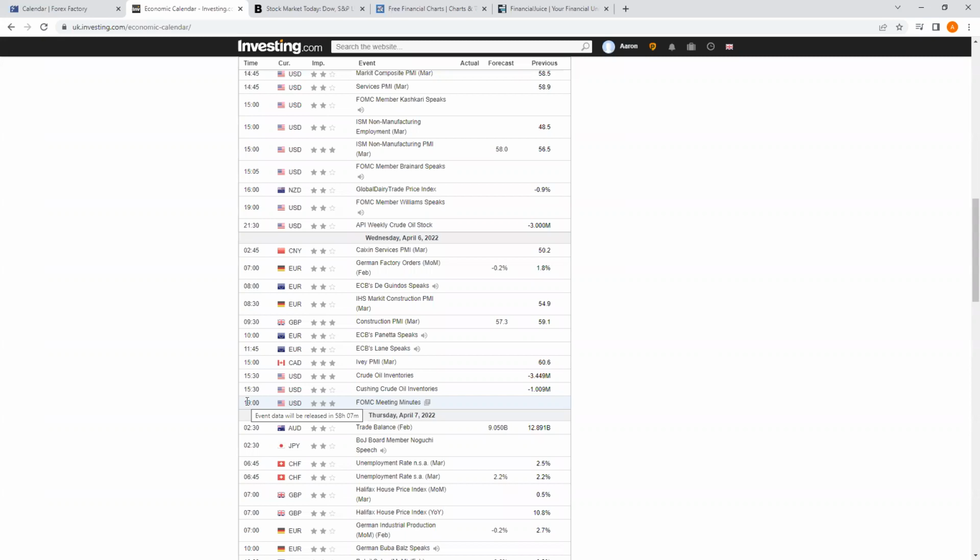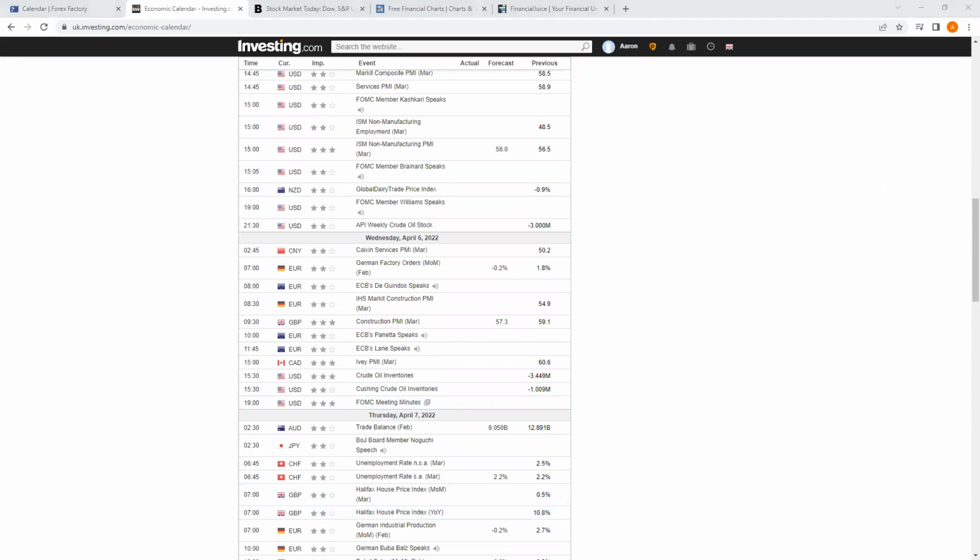This was the first quarter-point hike since 2018, and the Fed has signaled bigger moves are possibly on the menu. So look, guys, the Fed minutes this week will help shape the views on the probability of a 0.5 percentage point rate increase in May, and also provide details on how the central bank will shrink its balance sheet.